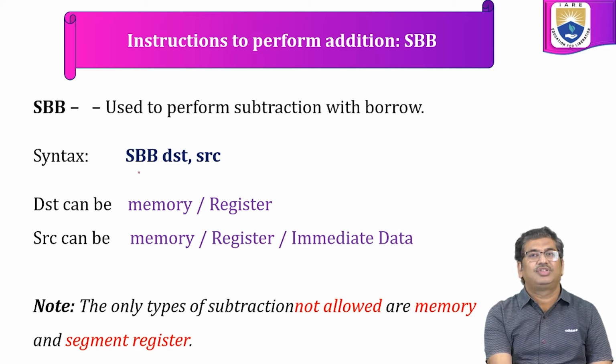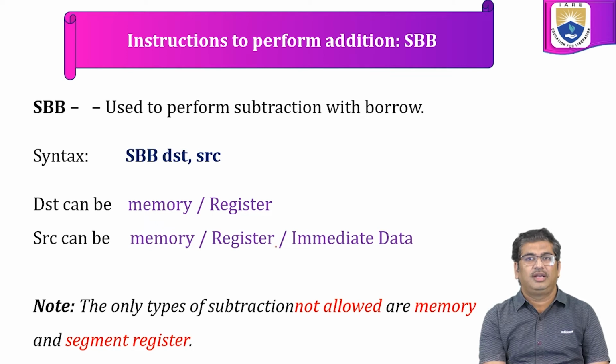The syntax of the instruction is SBB destination, source, where the destination can be a memory location or a register, whereas the source can be a memory location, a register or immediate data. The source and destination are of the same size, that is, byte to byte or word to word is allowed. Both source and destination cannot be memory locations.